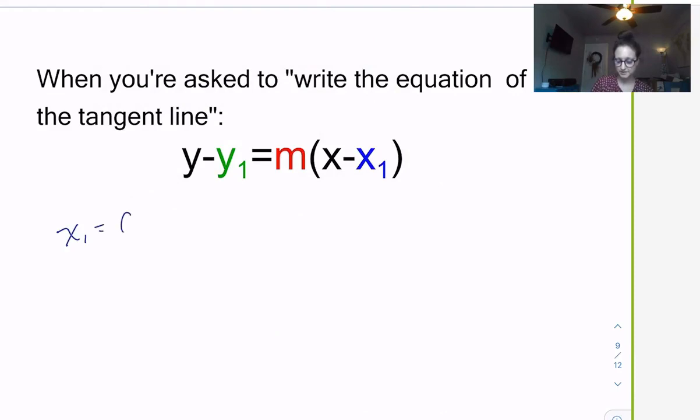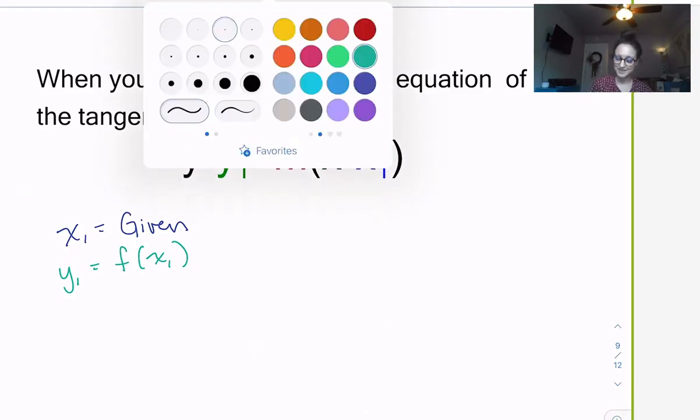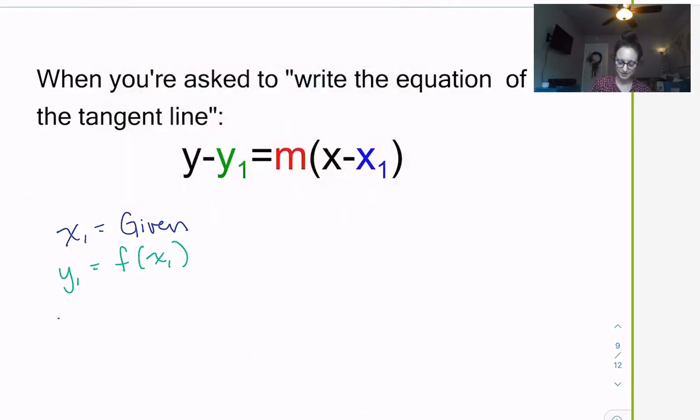x1 is typically what's given. If y1 is not given, I can always find it by plugging my given x value into f of x. And then how do I find the slope of the tangent line? How do I find m? That's going to be the derivative, right? Evaluated at that x value of interest.